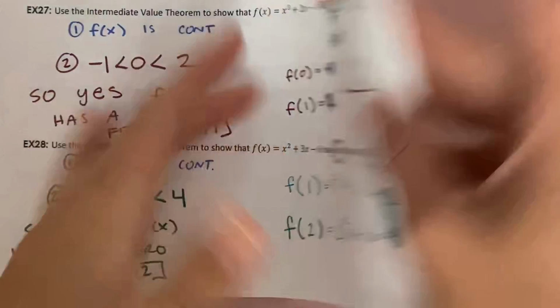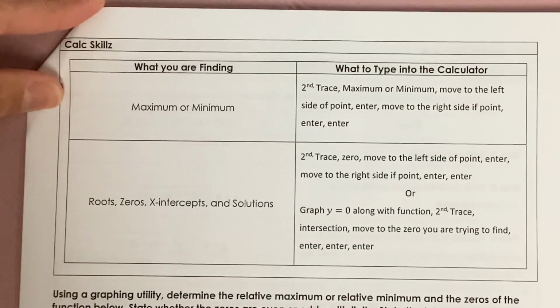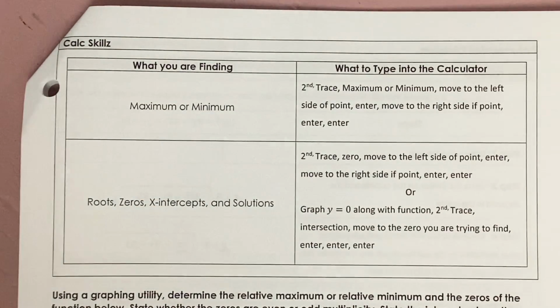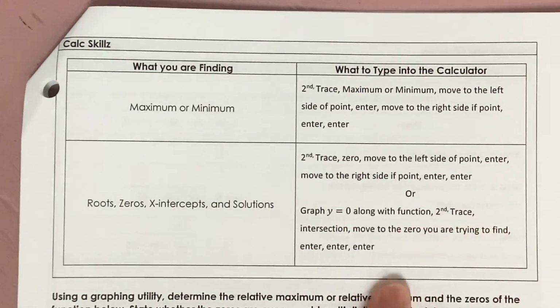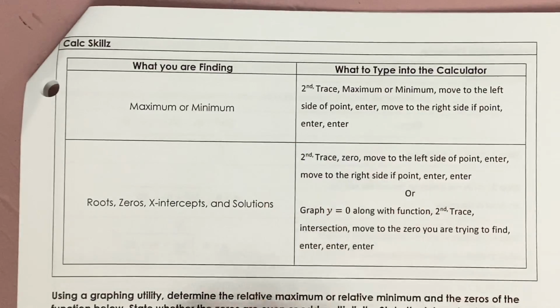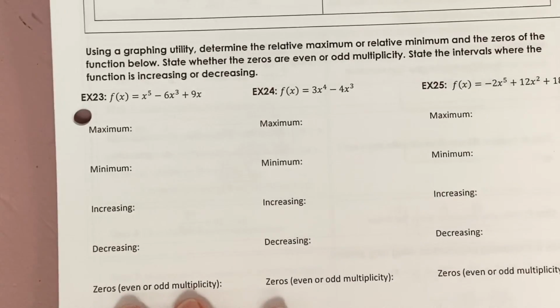Okay, so flip it over. All right, this next up, these are all calculator skills. And hopefully these calculator skills are going to be just refreshers for you. That's what I'm hoping, at least. All right, I typed up the steps for how to find maximums and minimums and roots, zeros, x-intercepts, and solutions. So in this big box that has all of the words, these guys right here are just your calculator steps. All right, so you can read those, but this is the problems down here.